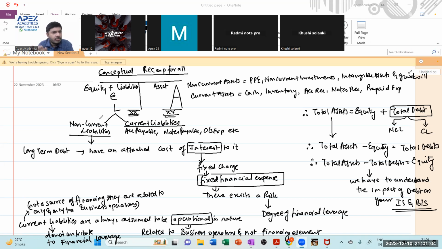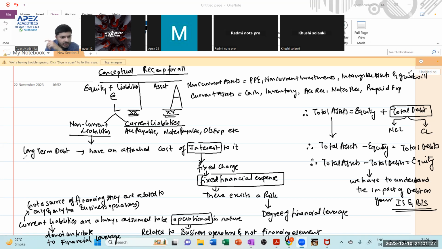The balance sheet is equal to assets and equity plus liabilities. Assets are current and non-current. Equity is always neither current nor non-current. Equity is equity, it is permanent. Liabilities, also referred to as total debts, comprise non-current liabilities, which are your long-term debts.